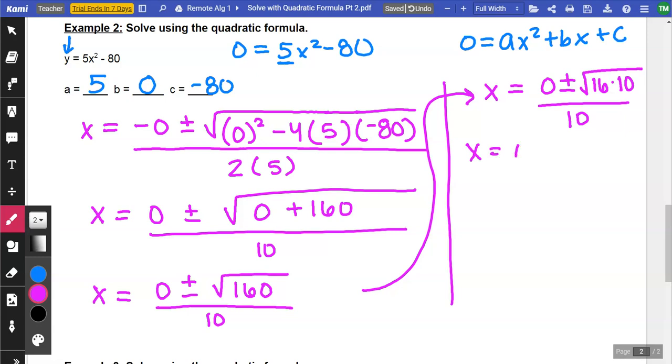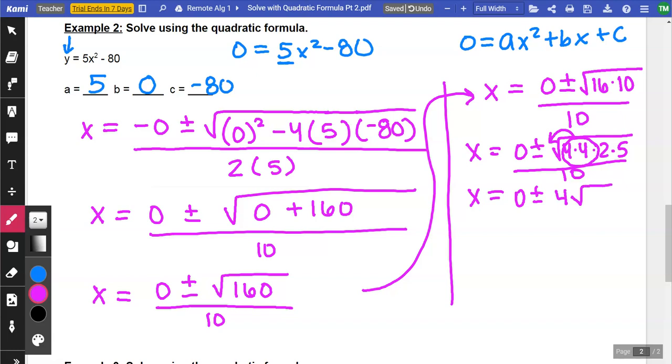So x is equal to 0 plus or minus the square root of 16 is really 4 times 4, and 10 is 2 times 5. Well, we have a group of 2 4s, so remember when you simplify radicals, that means you can bring a 4 out in front of the radical, all over 10. So x is equal to 0 plus or minus 4 times the square root of, and then there's no more groups of 2, so we're just going to simplify 2 times 5 is 10, all over 10.